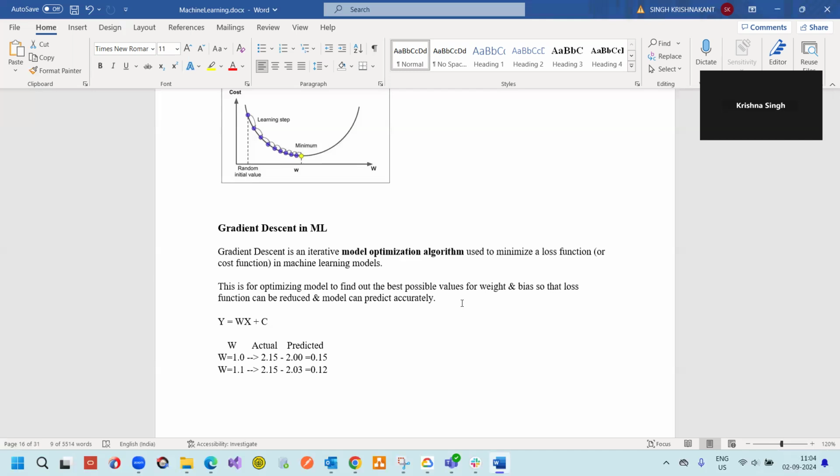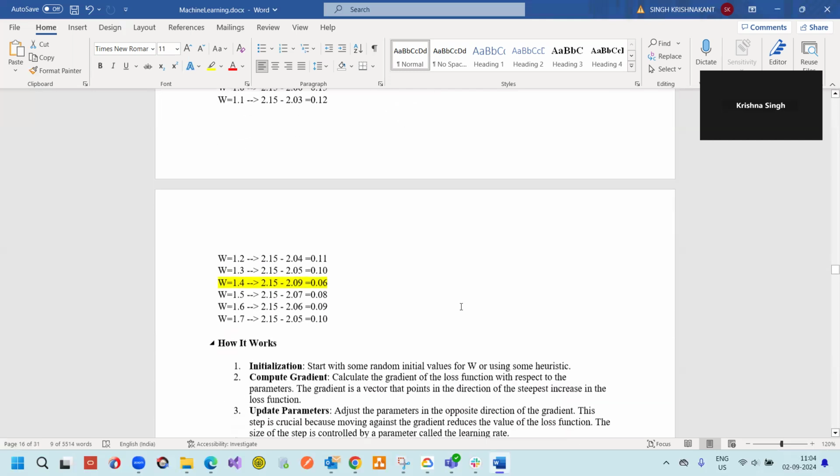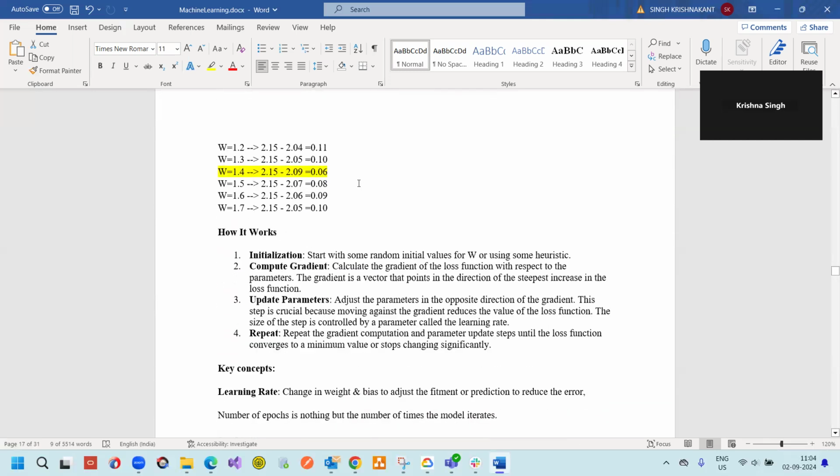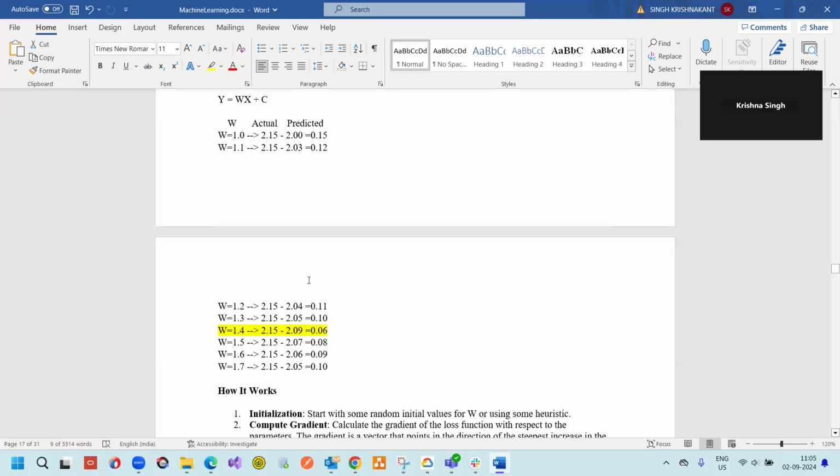It is a model optimization parameter. It is about finding the best fitment value for weight and bias. So you need to first initialize, then find the loss function. This is an iterative approach. We are setting some random value, changing the W value, and seeing the predicted loss function. And at some point, you can see it has arrived at the minimum.